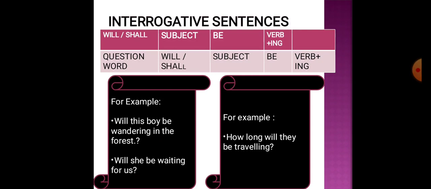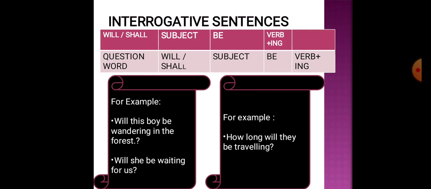Now, interrogative sentence. Now, the structure is will or shall, then subject, then be, and then present participle. For example, will this boy be wandering in the forest? Will she be waiting for us?